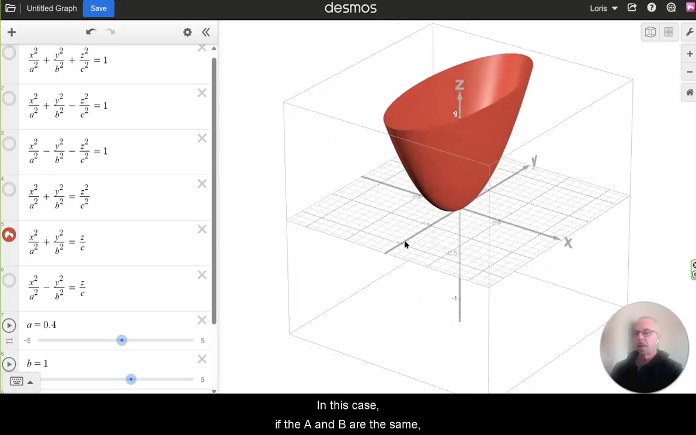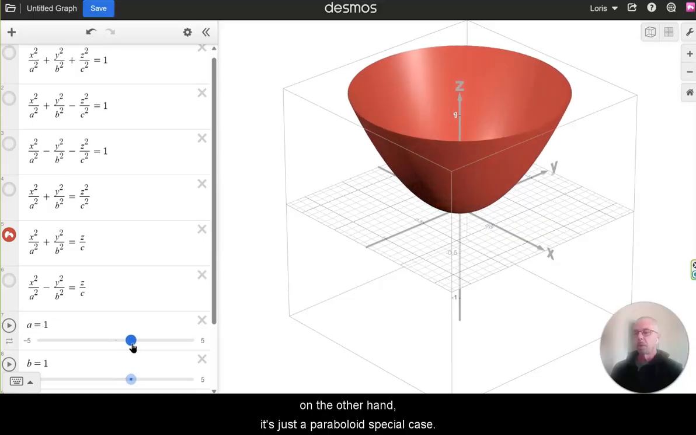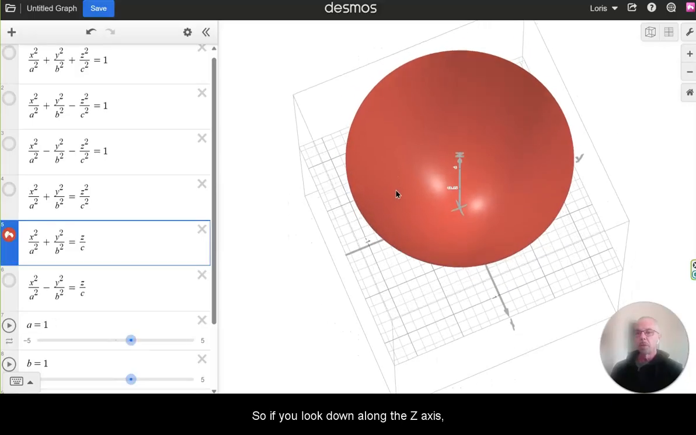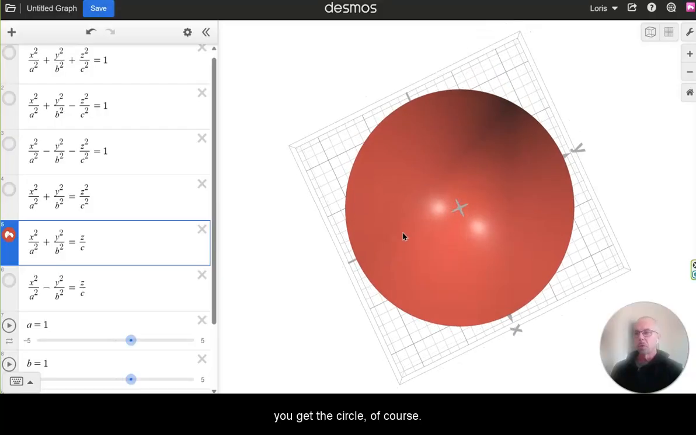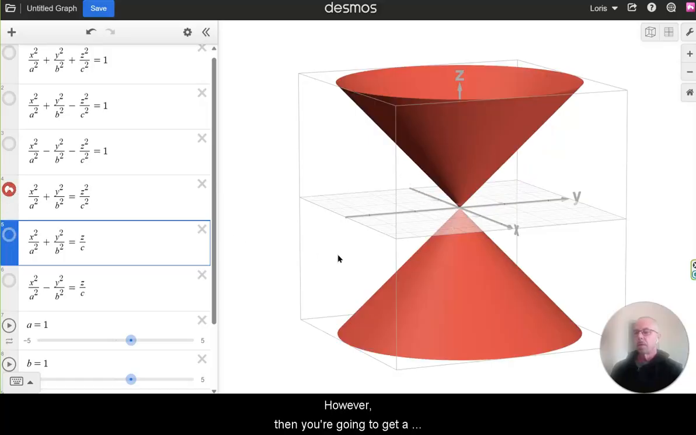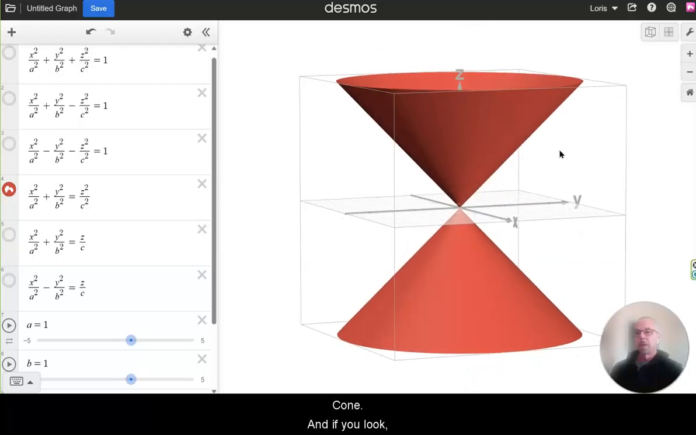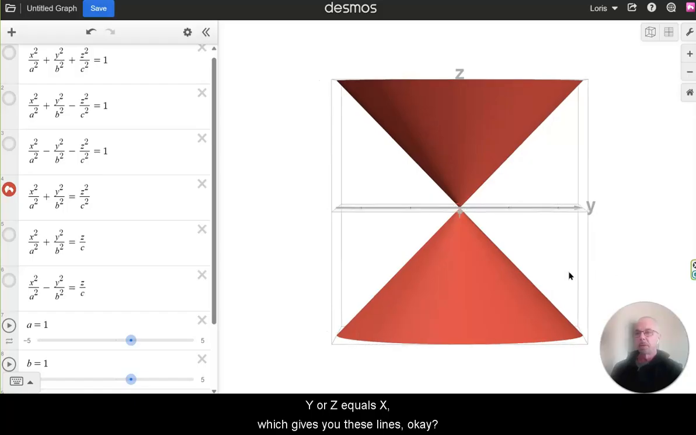If the A and B are the same, on the other hand, it's just a paraboloid. Special case. So if you look down along the z-axis, you get the circle, of course. All right, that is if z is not squared. If z is squared, however, then you're going to get a cone. All right, a cone. And if you let x or y be 0, you're going to get z equals y or z equals x, which gives you these lines.